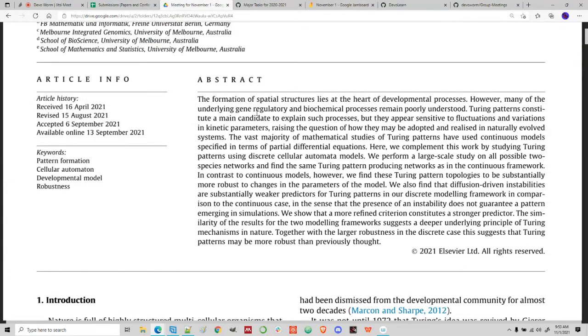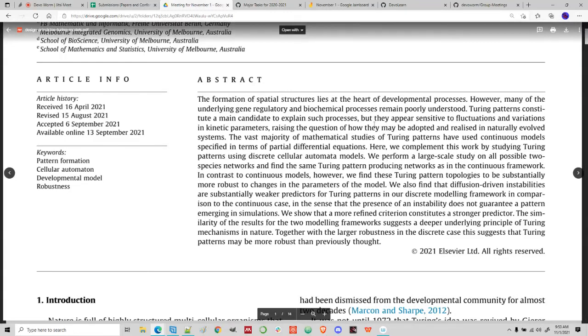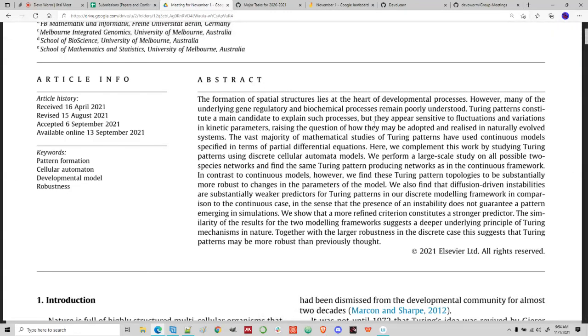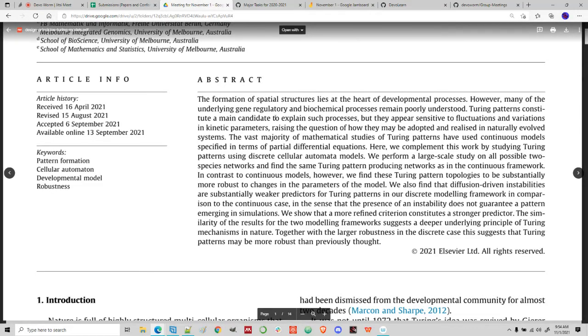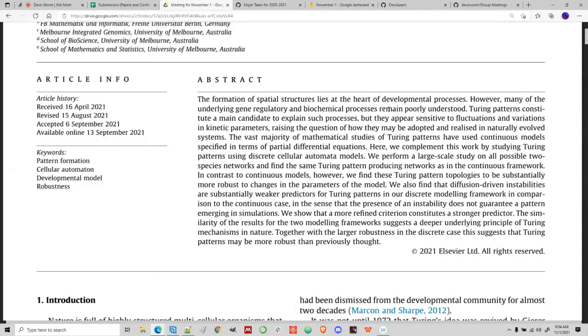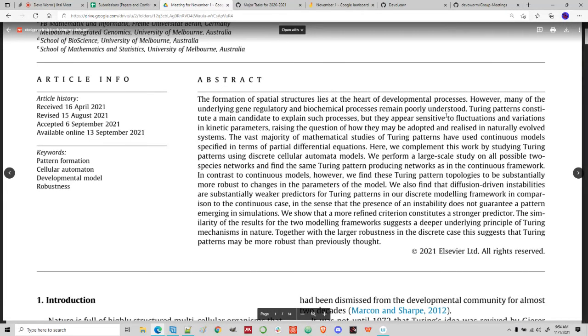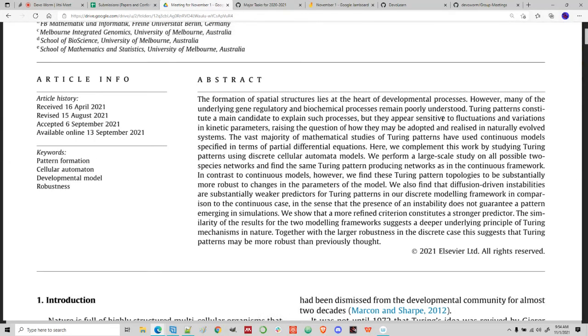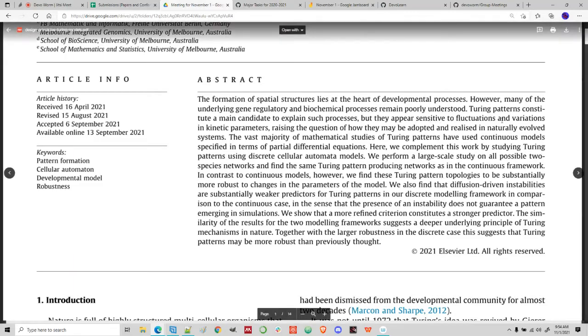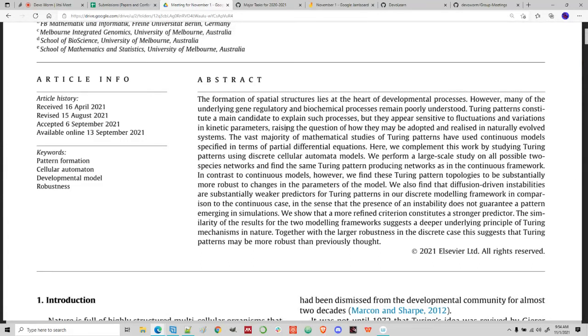So the abstract says that the formation of spatial structures lies at the heart of developmental processes. So they view spatial aspects of development as key here. However, many of the underlying gene regulatory and biochemical processes remain poorly understood. And so this is where Turing patterns are a main candidate for this process. But Turing patterns, in the way described in the original paper, appear sensitive to fluctuations and variations in kinetic parameters. So if you look at naturally evolved systems, how do you expect a Turing pattern to form there?